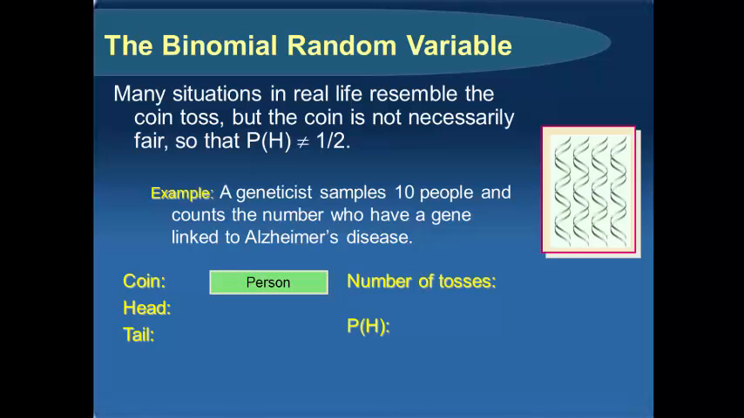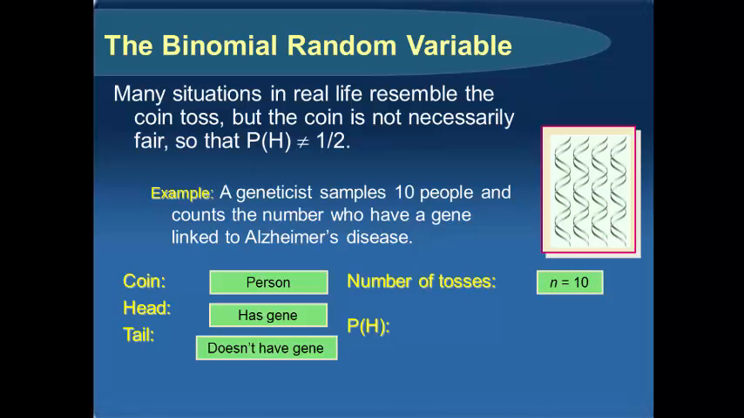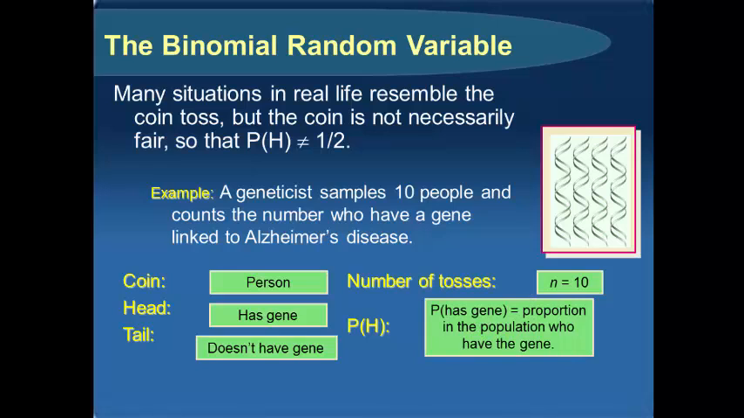The coin represents the person, the head represents those who have the gene linked to Alzheimer's disease, the tail represents those who don't have the gene linked to Alzheimer's disease, the number of tosses represents the 10 people, and the probability of getting a head represents the probability of those who have the gene linked to Alzheimer's disease, which is equal to the proportion in the population who have the gene.